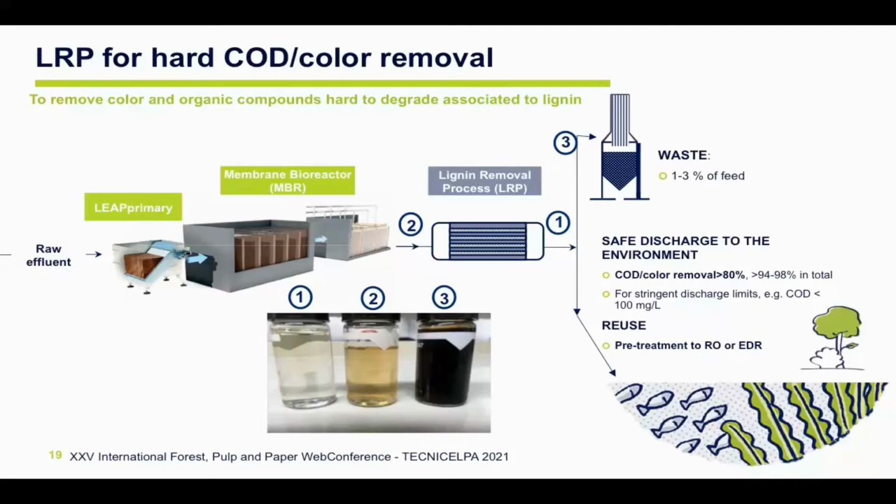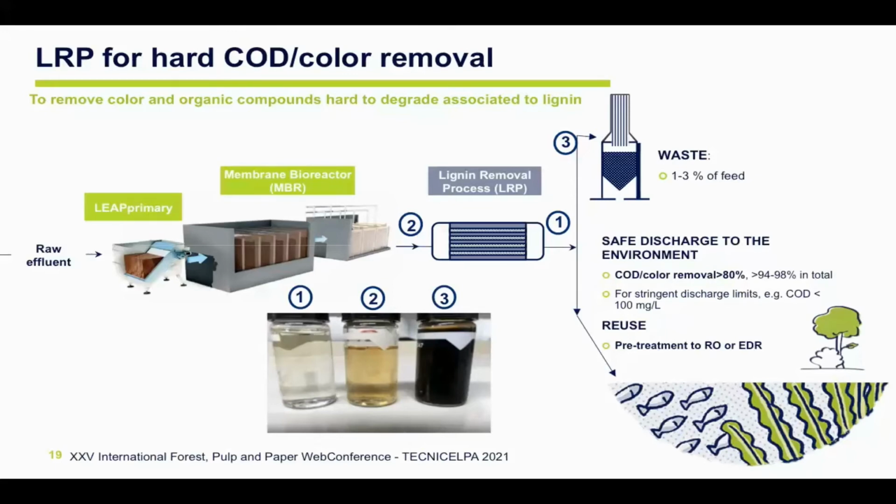And globally, so the MBR plus the LRP, we're talking about an almost complete COD removal, up to 98% in total, which is very high. And this is important when we are facing very stringent discharge limits, like, for example, COD under 100 ppm. This treatment leads to a waste stream that is roughly 1 to 3% of the feed, and can be sent to, for example, the black liquor evaporator on site.